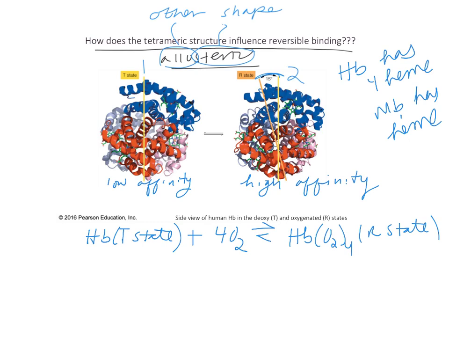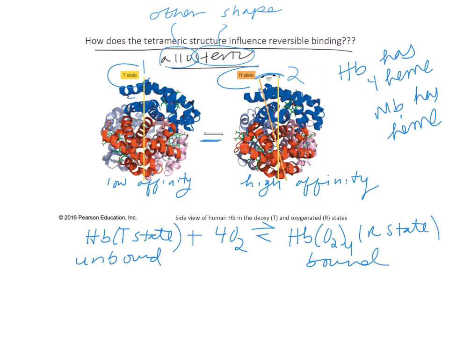T and R are not specific to hemoglobin. These are general terms that you can use for a protein that has 2 conformations or 2 shapes, one being a low affinity binding and one being a high affinity binding. Just food for thought. So what this equilibrium arrow means is that there's an equilibrium between these 2 states. There's an equilibrium between the unbound state and the bound. Does that make sense? Maybe a little bit, maybe not.